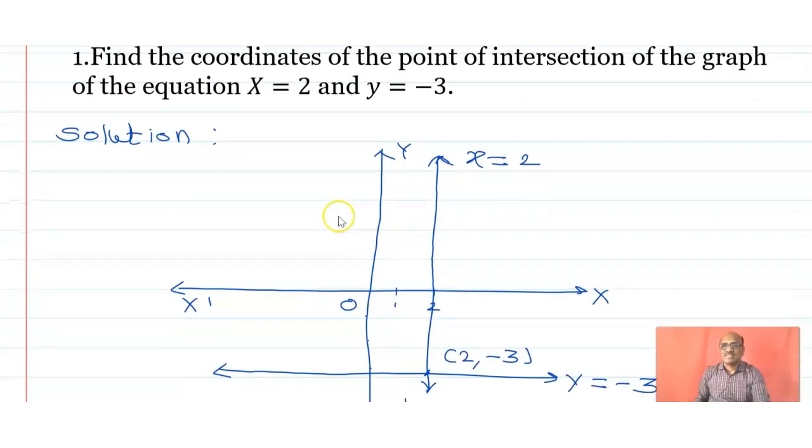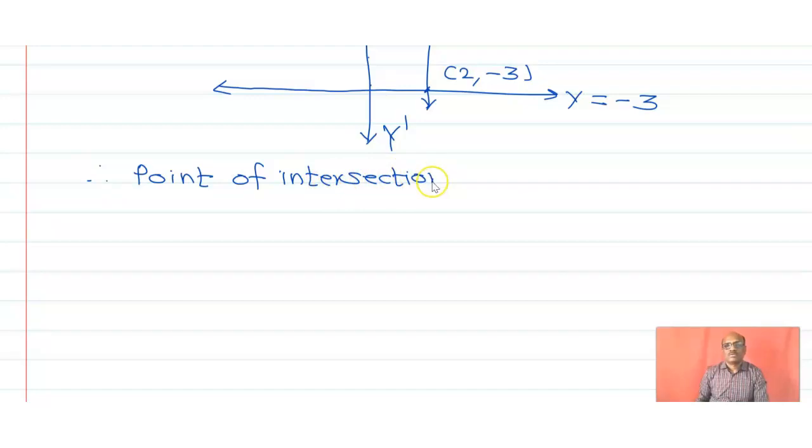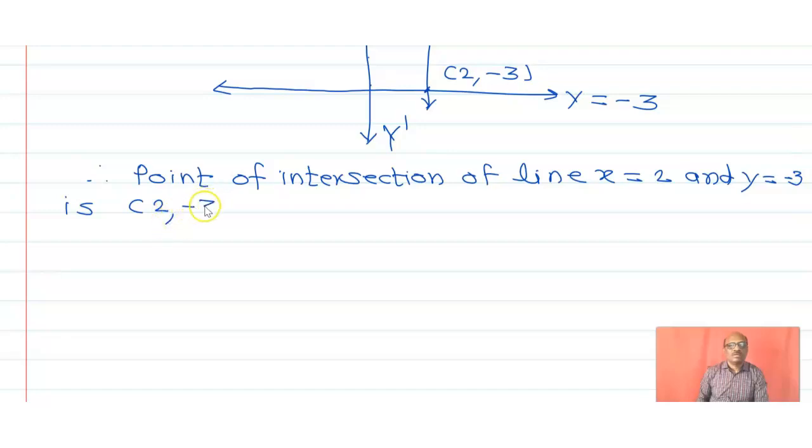Therefore, the answer is the point of intersection of the lines x equals 2 and y equals -3, which is 2 comma -3. Okay, this is the point of intersection.